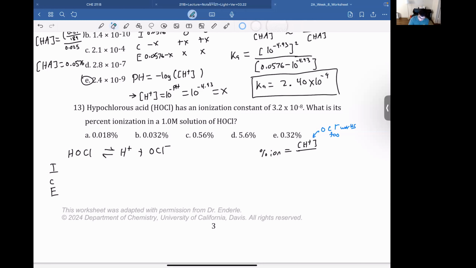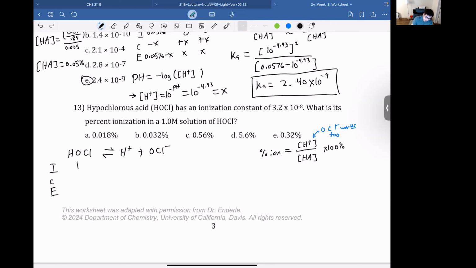And then, over the initial concentration, then times 100%. So you're basically seeing how much dissociated. So if it's 100%, then they would be the same. So it'd be a strong acid. If it's less, which it's going to be, then you get some number that's not 100%. So we need the concentration of H plus. That's what we need, right? We need this thing right here. So we're going to get it from our ice table.